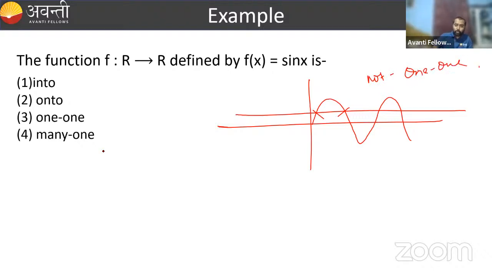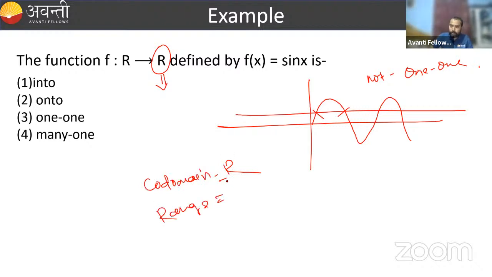Is it onto? The codomain is given as R, right? We know the range of sin x is -1 to 1. So here the range is not equal to the codomain. So it is not onto; it is an into function. Okay, clear everyone? I hope this is clear. Very simple thing we are discussing here.